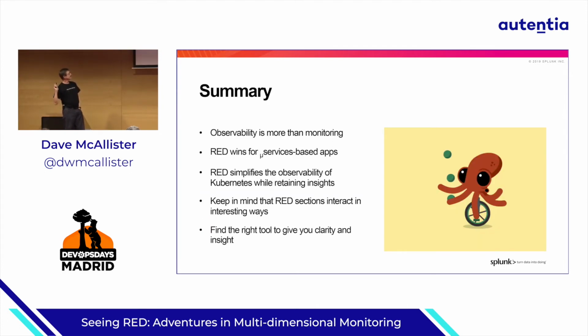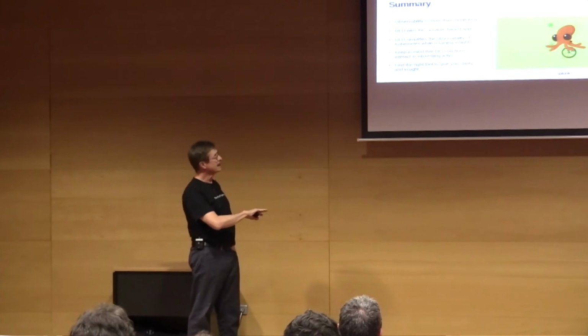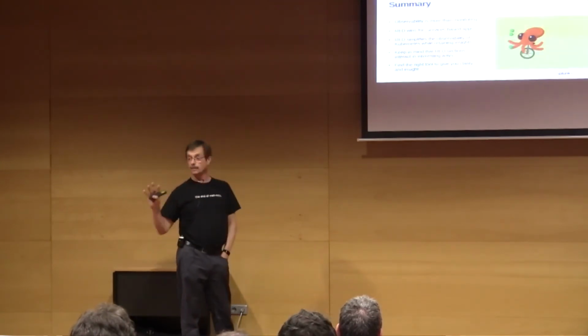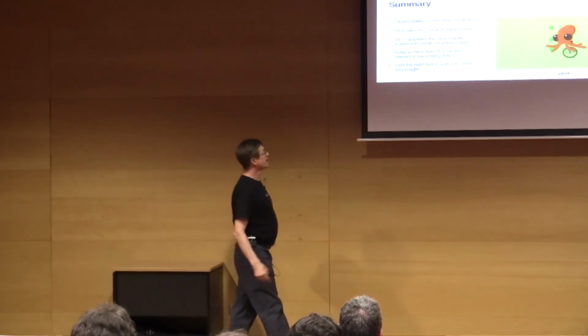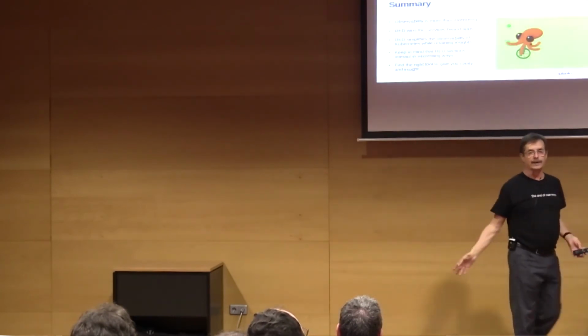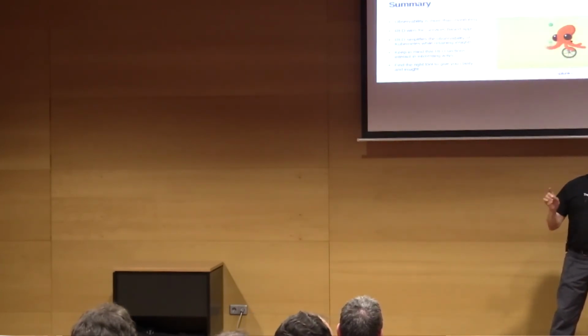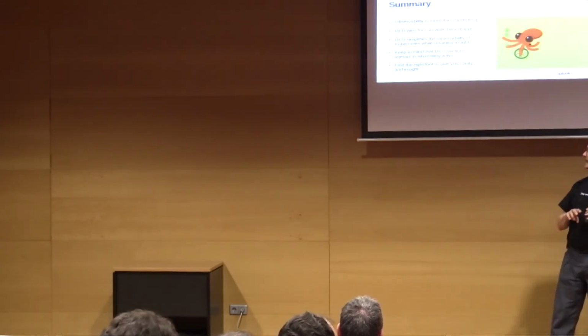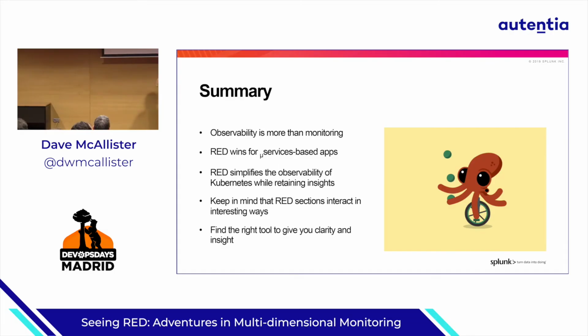And finally, observability is more than monitoring, but it starts with monitoring. It goes from monitoring to action inside of that. And RED really does win for a starting point for these microservices organizations. It makes it really simple for everybody to have conversations inside of here. It simplifies what we do in a Kubernetes environment right here. And the caveat is it can do things that you don't expect. So keep in mind that there are interesting interactions between the RED metrics and monitoring structures and what's actually happening underneath of it. And then finally, find the right tool.